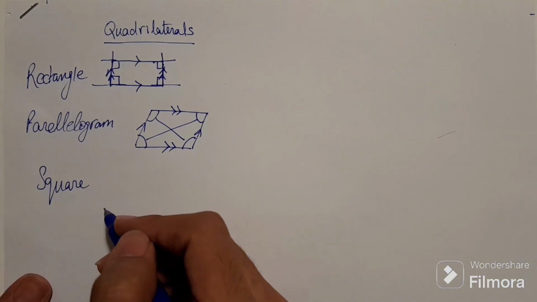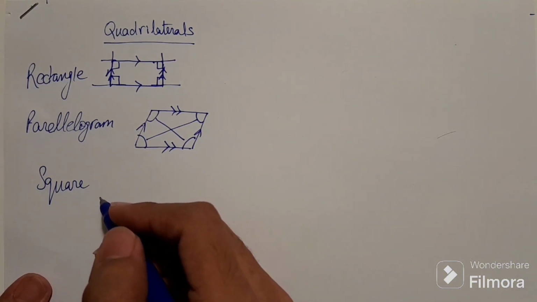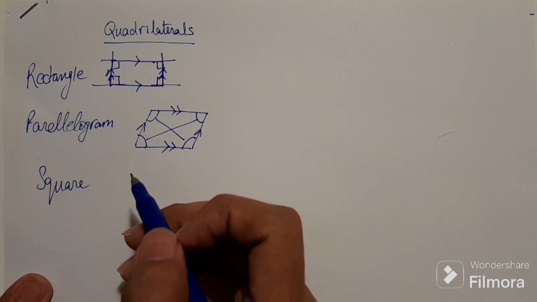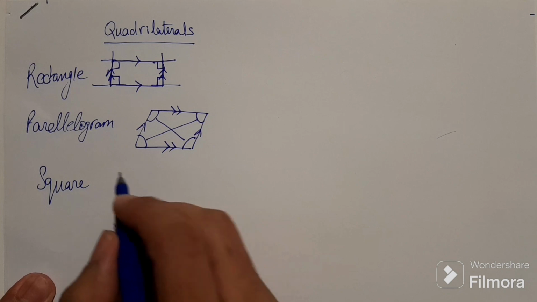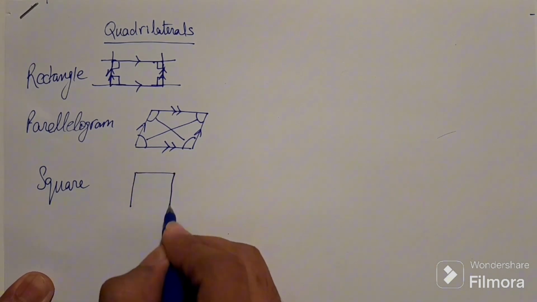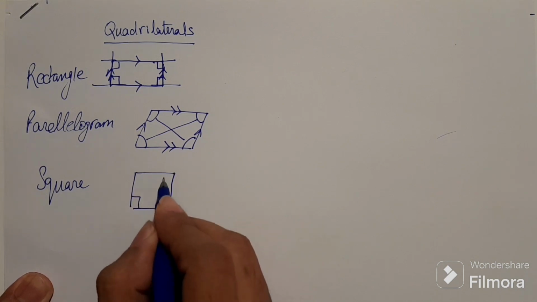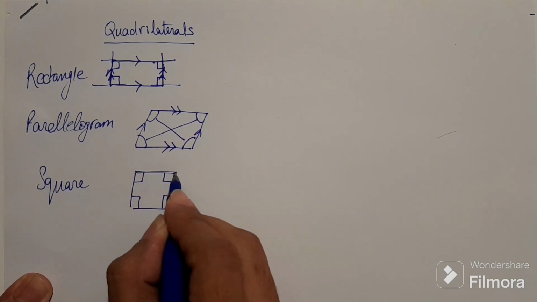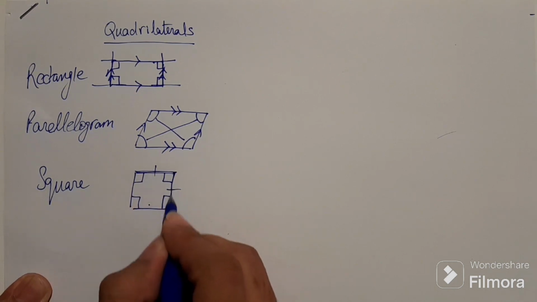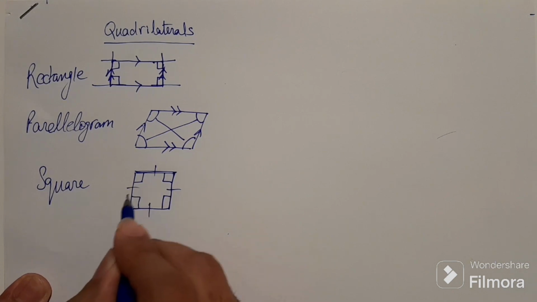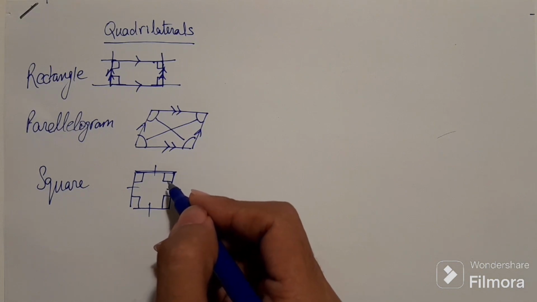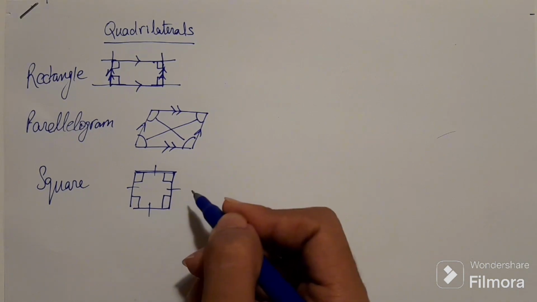The third type of quadrilateral is the square. What does square mean? All sides are equal, all lines are equal, and all angles are also equal, meaning all sides are equal, all lengths are equal. So this will be 90, 90, 90, 90. This length is the same as this length, this line length is the same as this line length, and this line length is the same as this line length. So all lines are equal in length and parallel to each other.